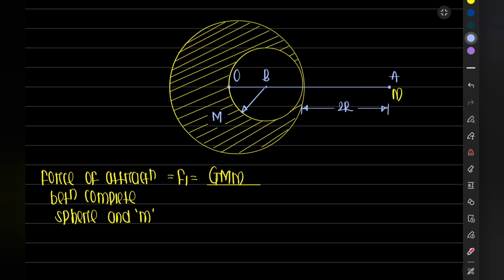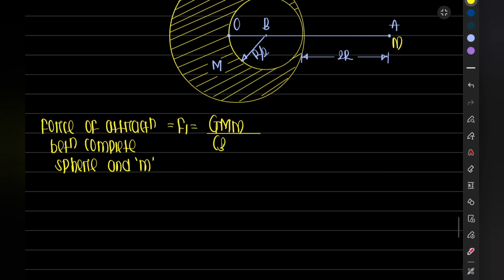because the radius given for this small cavity sphere is r by 2. So if this part is r by 2, this part is r by 2, the complete distance will be r plus 2r, which is 3 times r. So it will be 3r whole squared, which gives F1 equals G capital M small m upon 9 r square. I am going to name it as equation number 1.